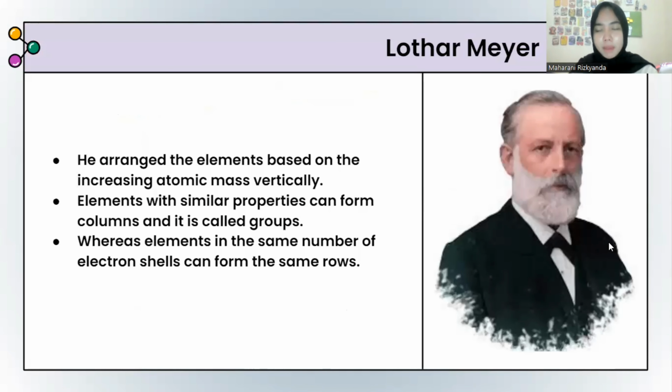Next one is Lothar Meyer. In 1869, Meyer arranged the elements based on increasing atomic mass vertically. Elements with similar properties form columns, which are called groups, whereas elements with the same number of electron shells form the same rows.